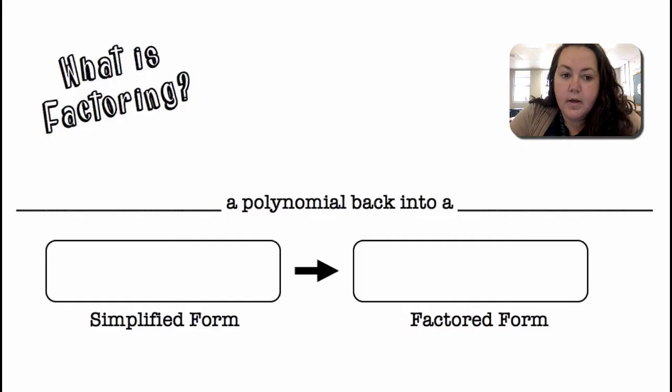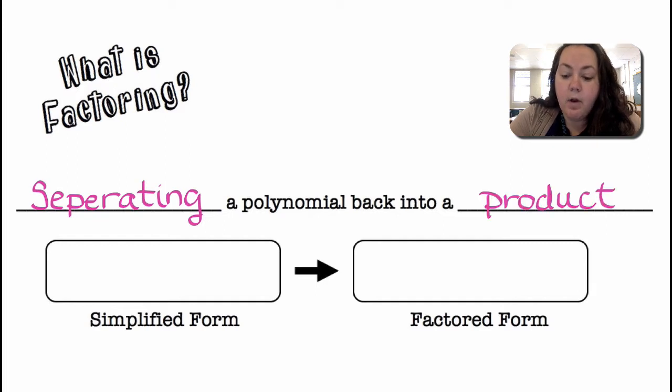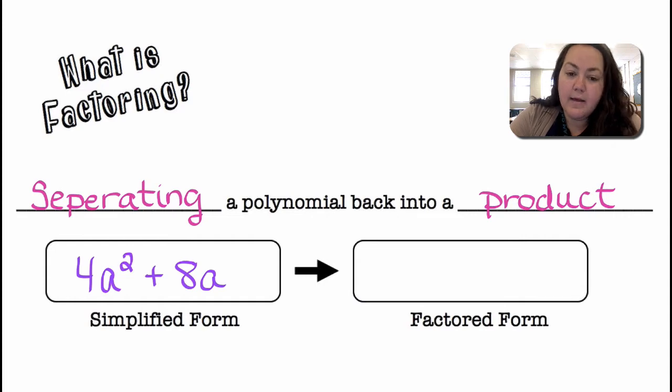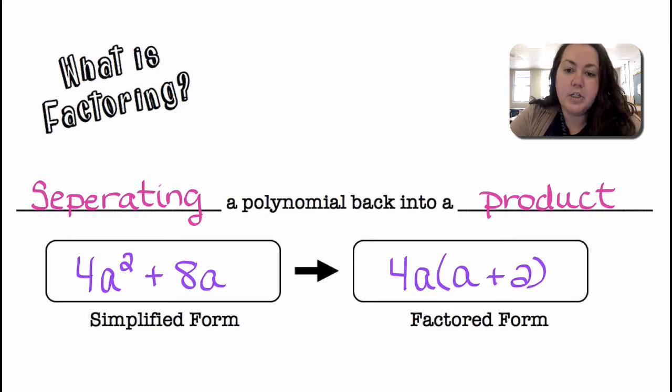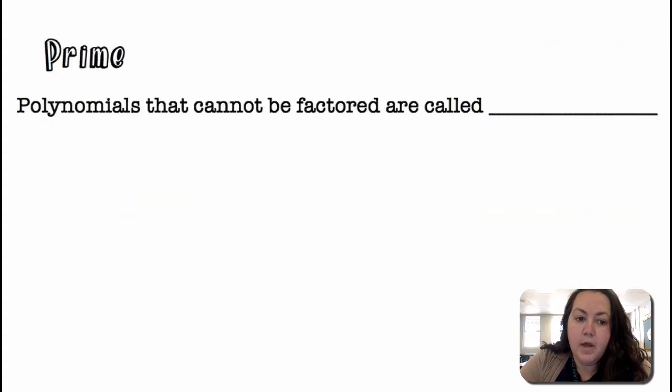In this video we're going to talk about factoring out a greatest common factor. So what is factoring? Factoring is when we are separating a polynomial back into a product. So we have 4a squared plus 8a. That would be in its simplified form. And if I could pull out, they both have a 4a in common. If I pull that out, I have 4a and a plus 2. So it's kind of like reverse distribution. Prime is a polynomial that cannot be factored.